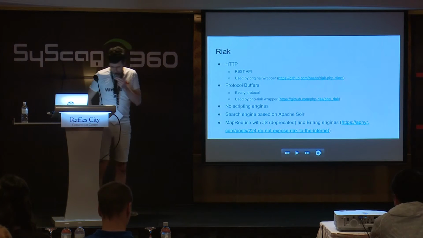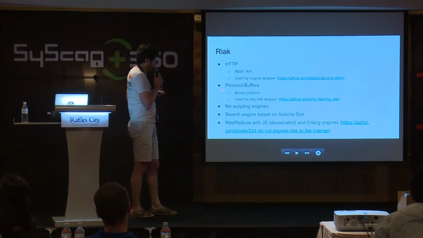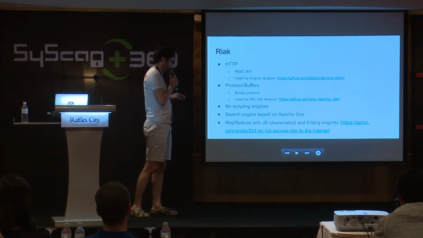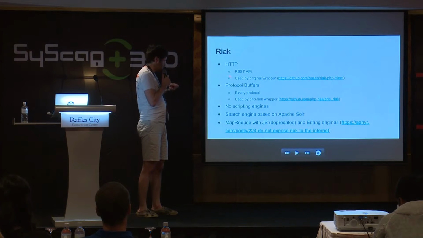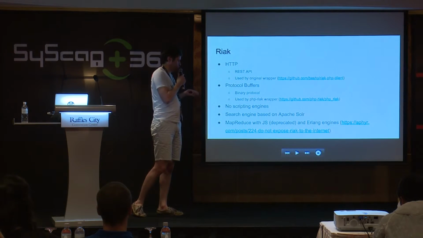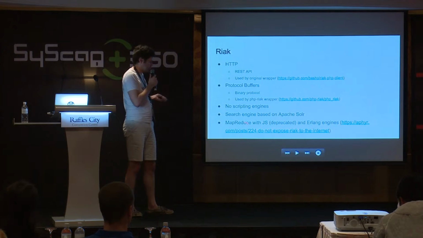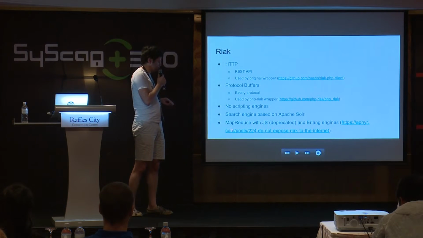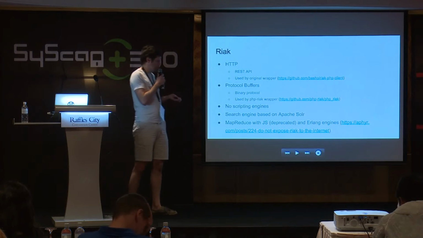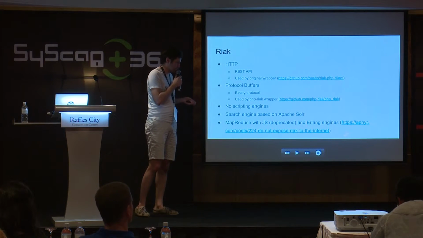Second one is Riak. Riak has two protocols: a REST API and a protobuf-based protocol on a separate port. The REST API is used by the original wrapper from the Riak vendor, and protobuf is used by other wrappers. Riak has no scripting engines, but it has a search engine based on Apache Solr, and also a MapReduce engine which can execute JavaScript code from the client, but it's deprecated, and also Erlang engines.